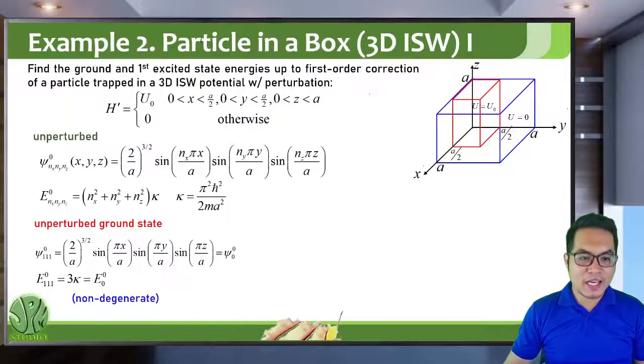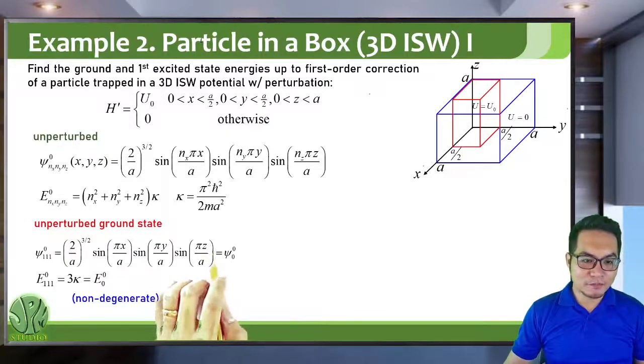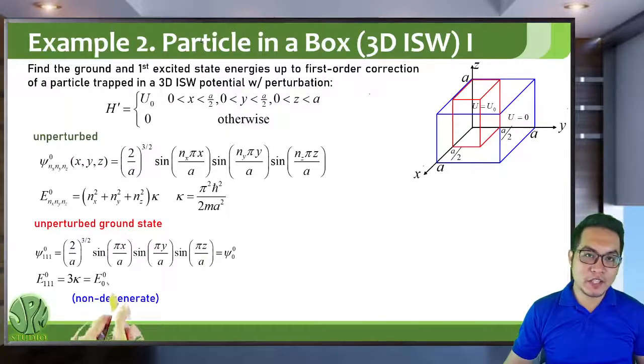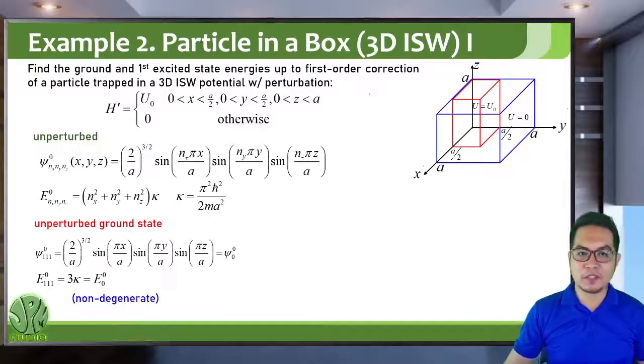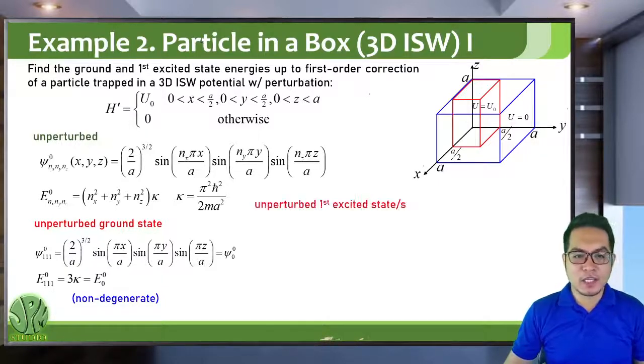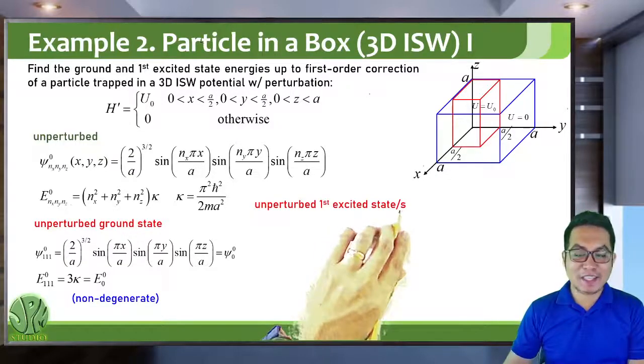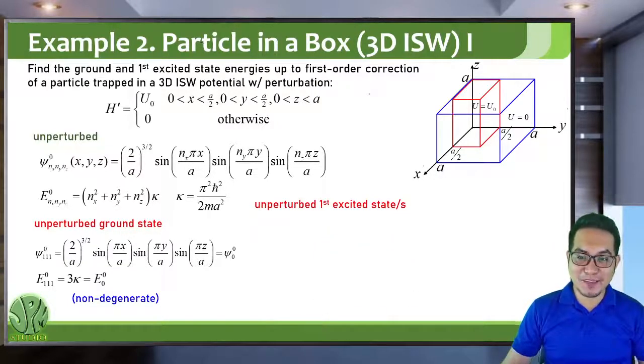You will notice that there's only one state with this energy, 3 kappa, meaning this is a non-degenerate case. So we will use non-degenerate perturbation theory for the ground state, for the first order correction. Now let's go to the first excited state. I placed there states because there are actually 3.